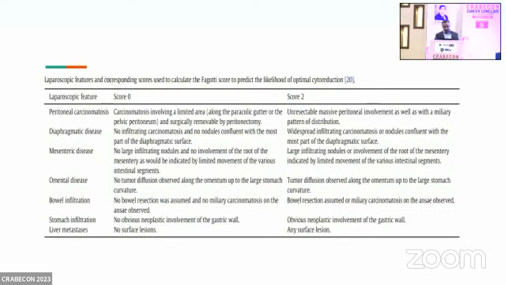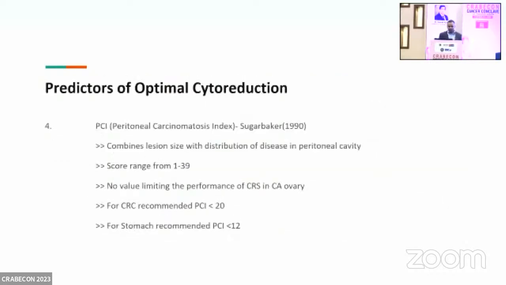These are all the features included in the Fagotti score, and all these parameters are assessed on laparoscopy. The fourth predictor is the peritoneal carcinomatosis index, developed by Sugarbaker in the 1990s. This combines the lesion size with the location of the disease in the peritoneal cavity. The PCI score ranges from 1 to 39.